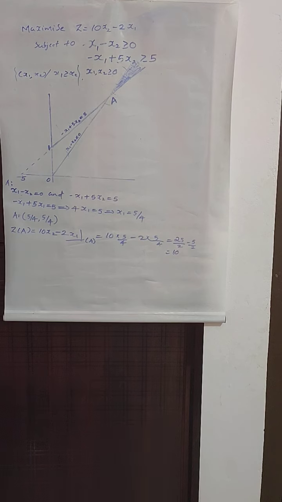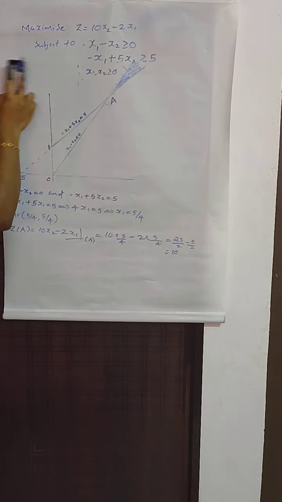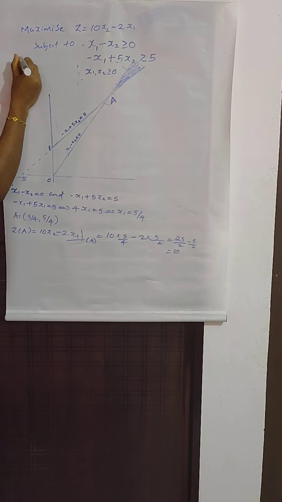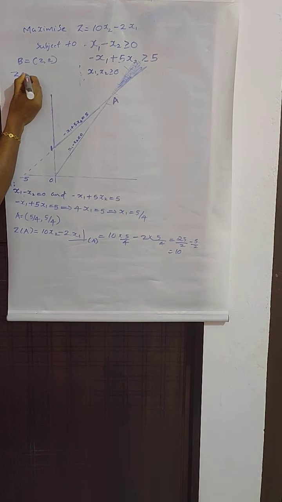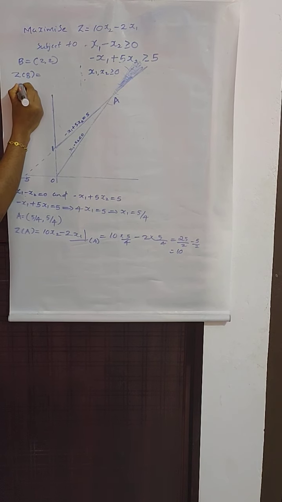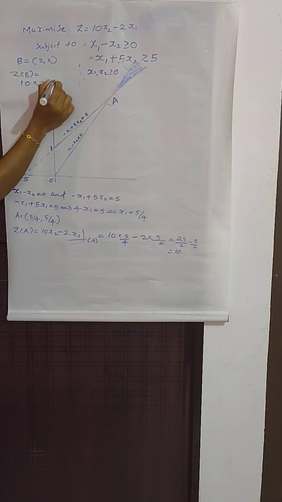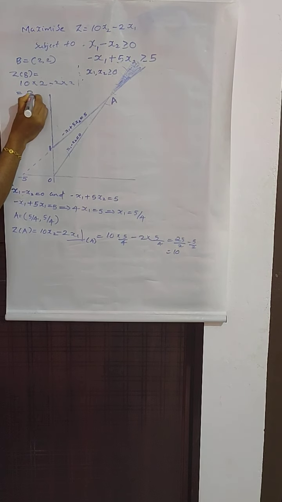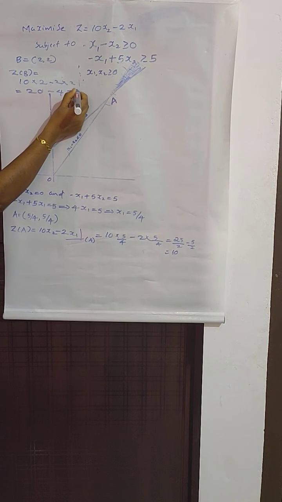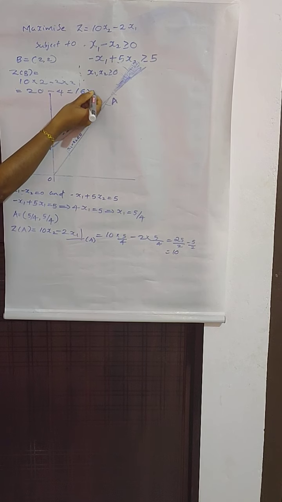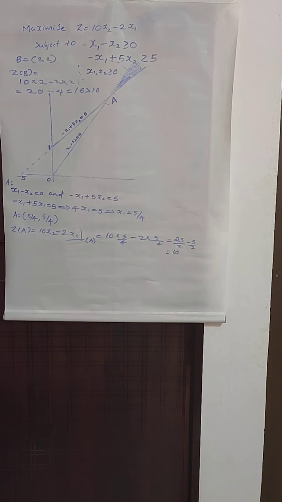But there exists a point in the convex region for which the value of the objective function is more than 10. That is, if we consider a point b equals 2, 2, then what is the value of z at b? z of b equals 10 into 2 minus 2 into 2 equals 20 minus 4, which is 16, which is greater than 10. Okay.